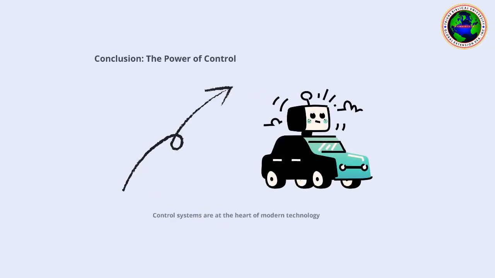Control systems are at the heart of modern technology, enabling everything from simple appliances to advanced robots. By mastering the components and their interactions, you'll be equipped to tackle real-world engineering challenges. Remember, sensors, controllers, actuators, and the plant form the foundation of every control system. Keep exploring and you'll unlock even greater possibilities in robotics and automation.